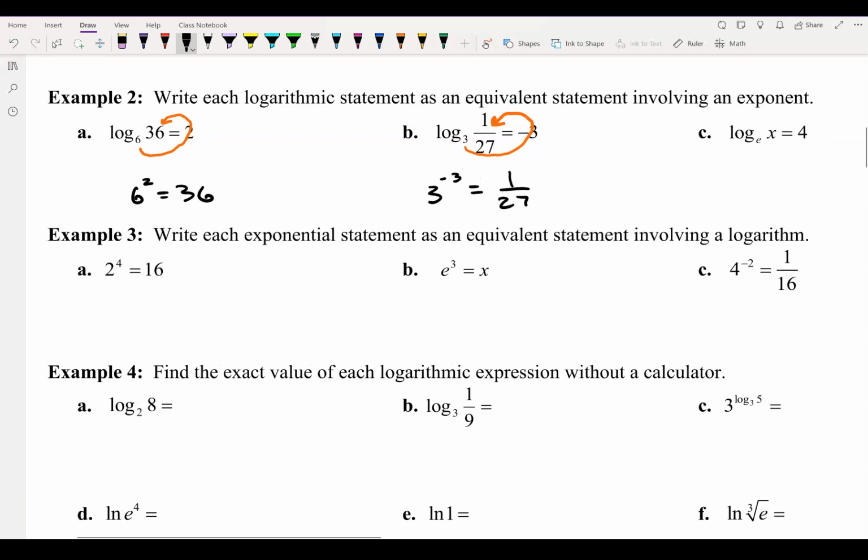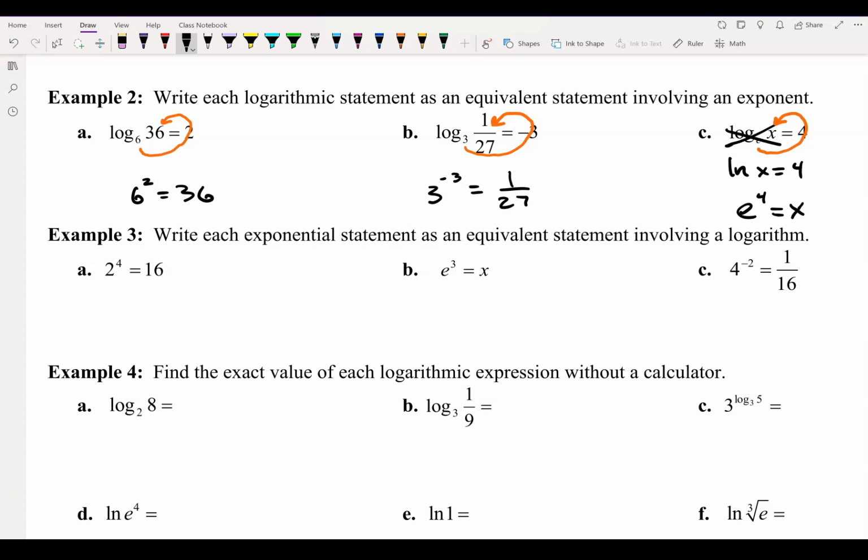And then part C, notice I wrote log base e, which we're not going to write. We're going to write ln x equals 4. But if we think about it, we're starting at the base, raising it to the 4th power equals x. So that's going to be e to the 4th equals x.